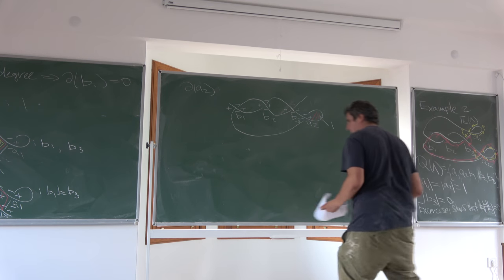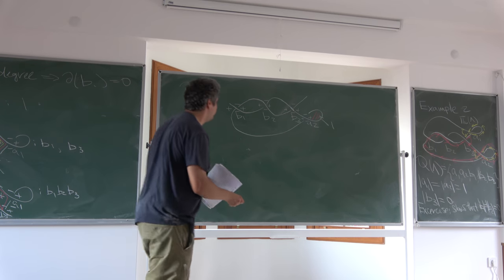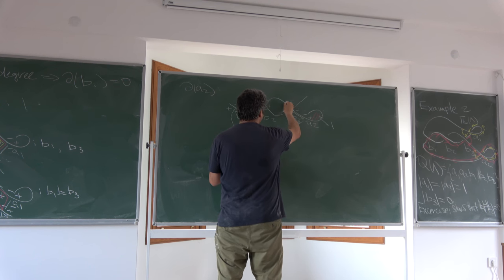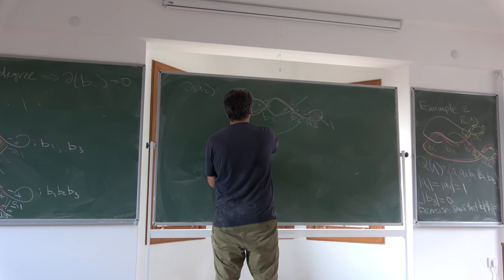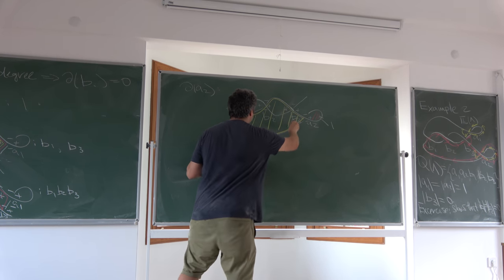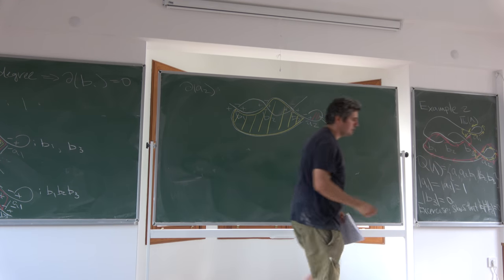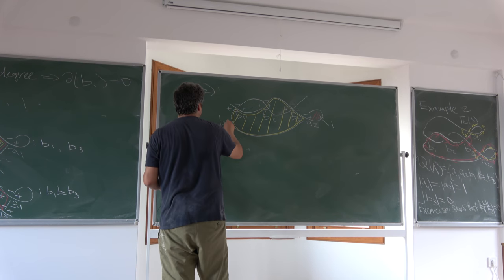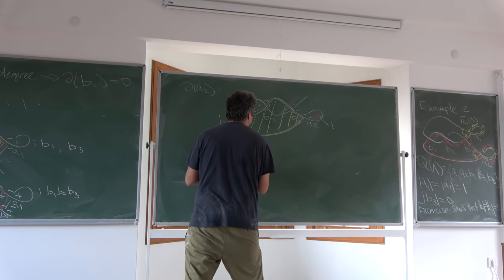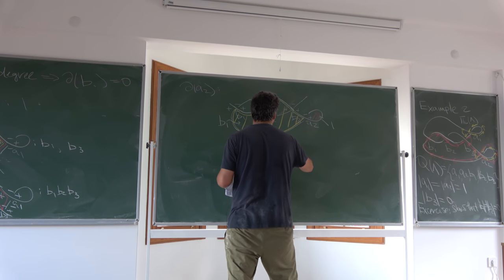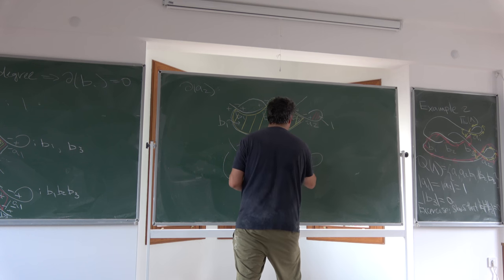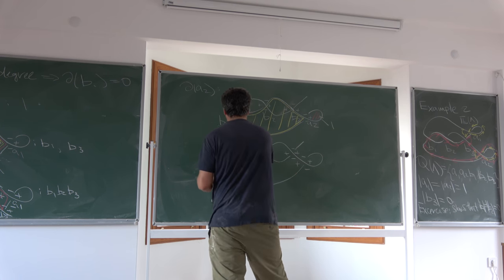I'll use the same picture for another creature. So let's say we start from A2, and then we go here, here, here, all the way to B1, and now we get back. So this way we get a contribution of B1. And now the signs plus, plus, minus, minus again.